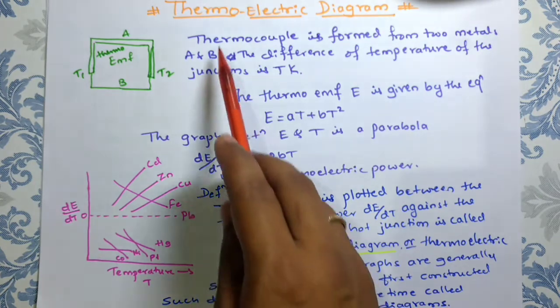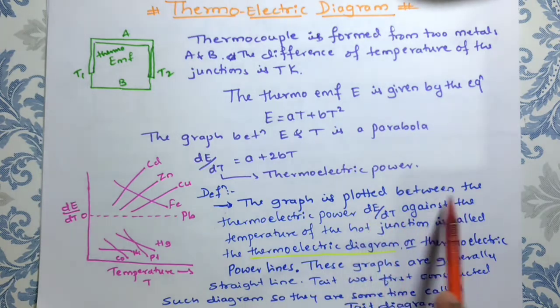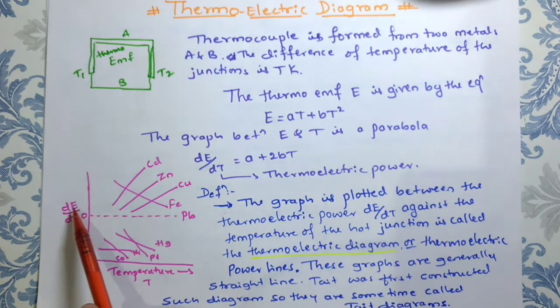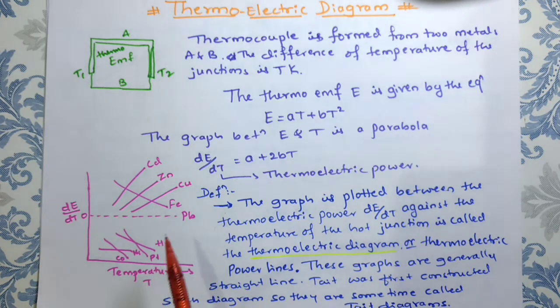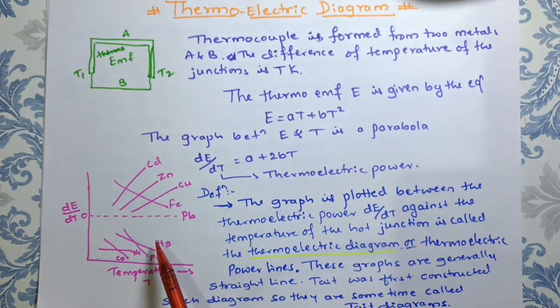The definition of the thermoelectric diagram is that the graph is plotted between the thermoelectric power and the temperature of the hot junction. Why have I mentioned only the hot junction? Because we are maintaining a constant temperature at the cold junction, right? That is why the graph of thermoelectric power dE/dT against the temperature of the hot junction is called a thermoelectric diagram.